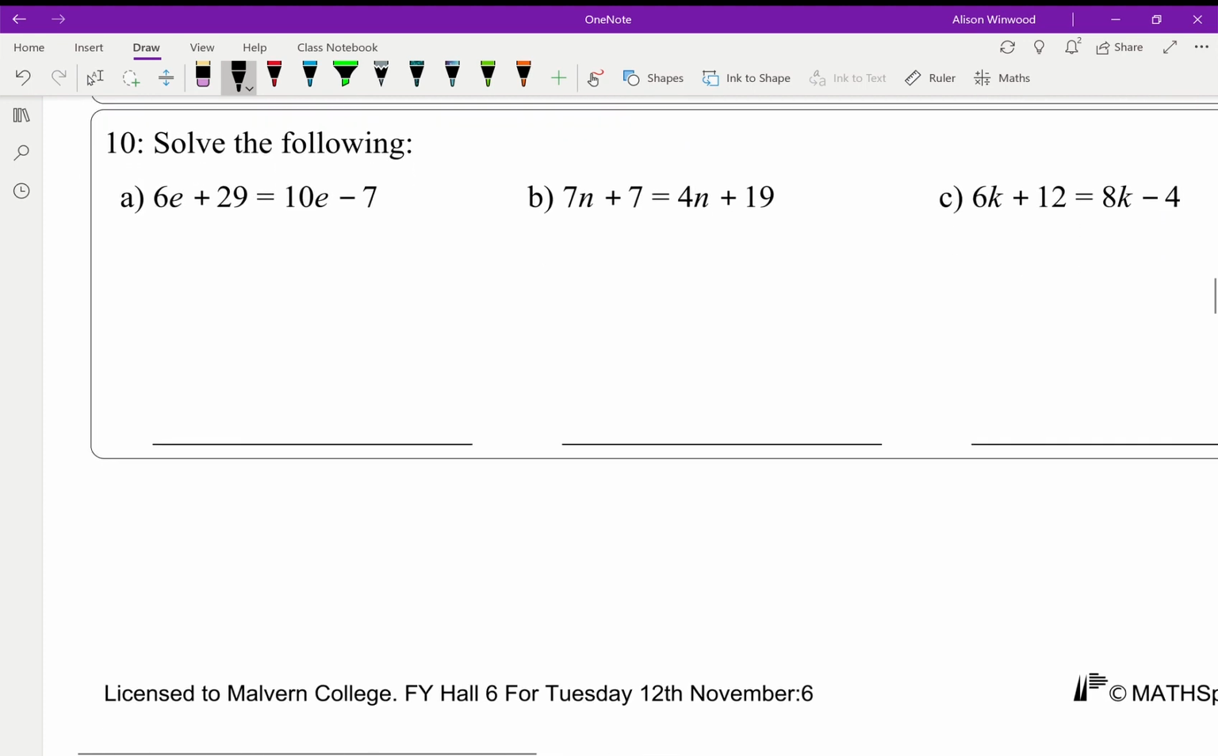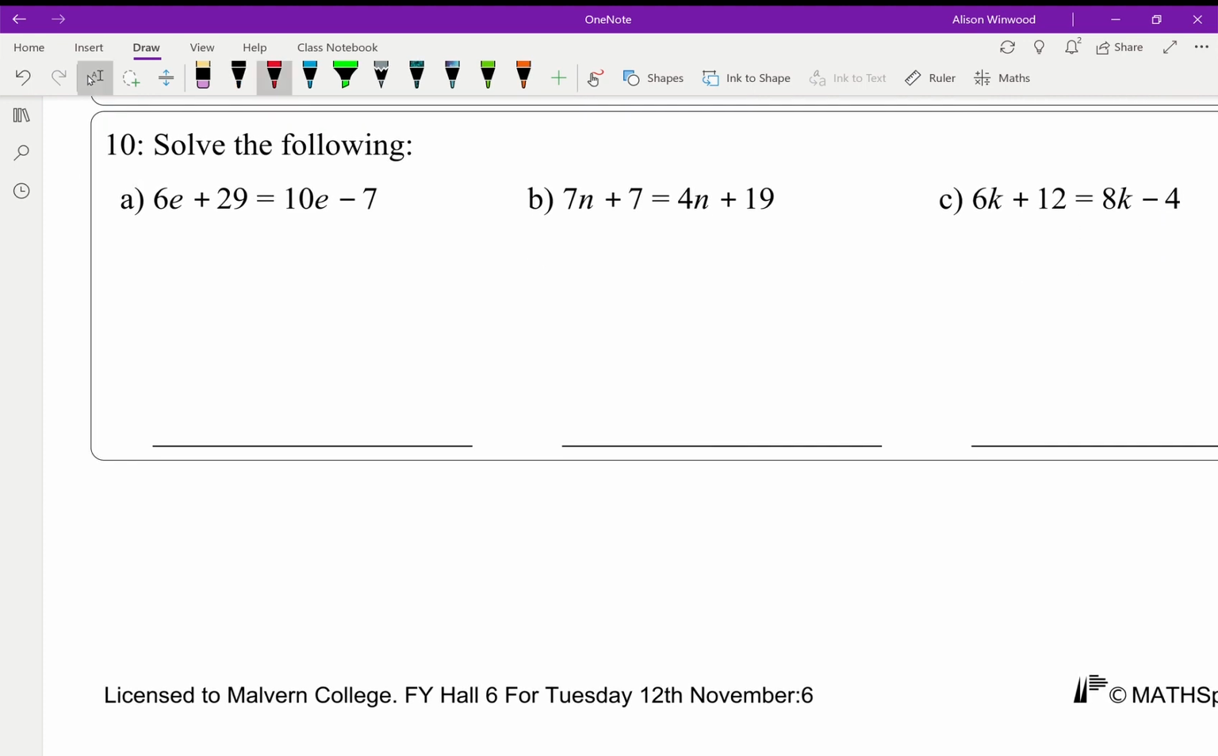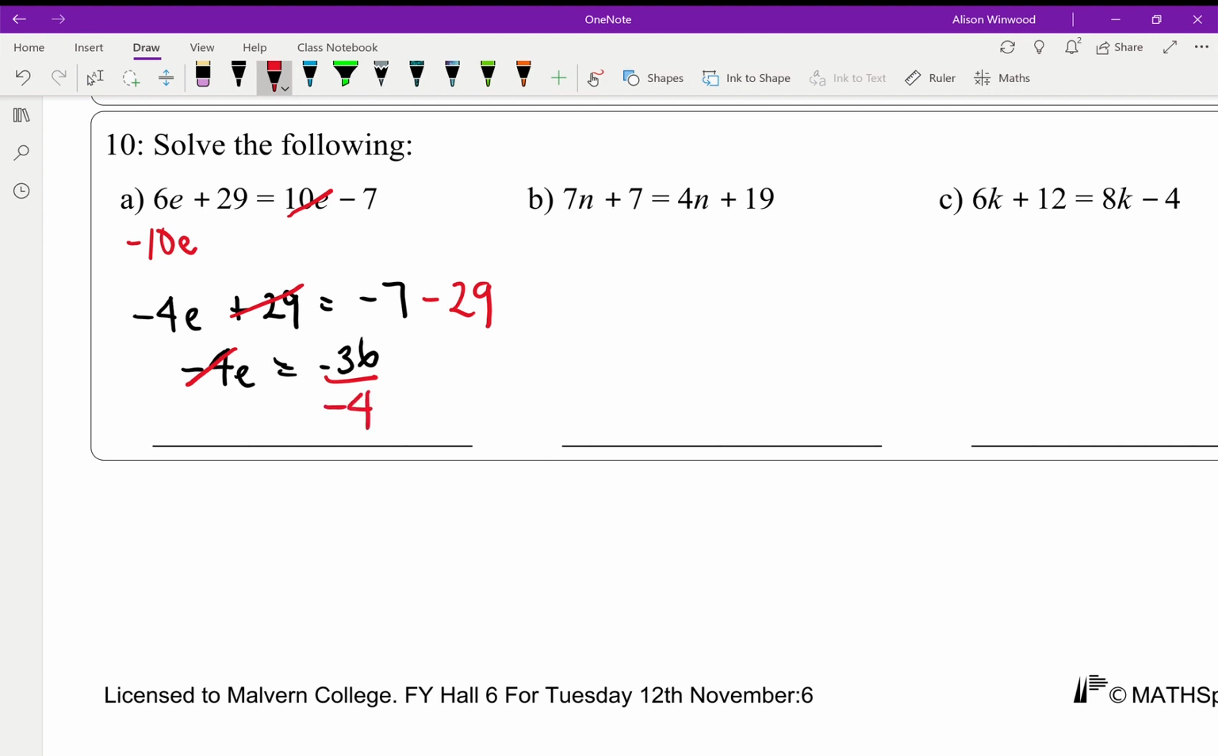Well, we've got the letter appearing on both sides. First of all, we're going to move them all to the left. So the opposite of positive 10 is negative. 6 subtract 10 is negative 4. Opposite of add is subtract. Opposite of multiply is divide.